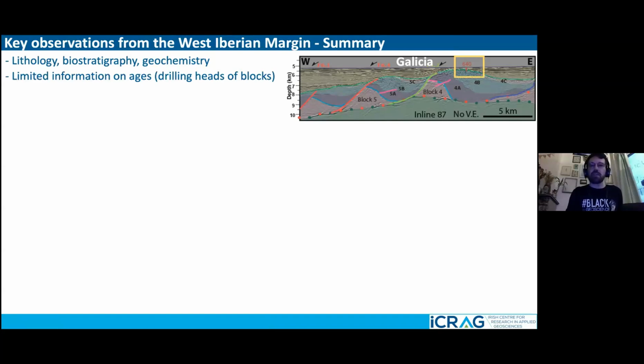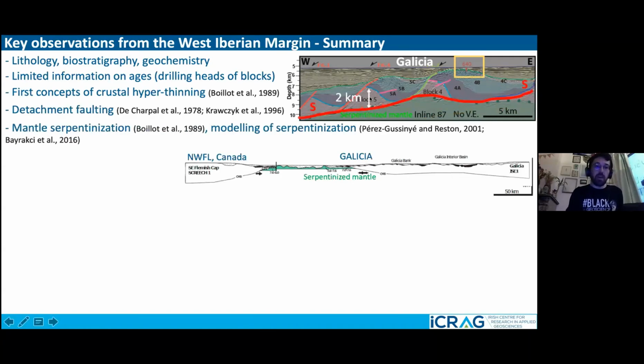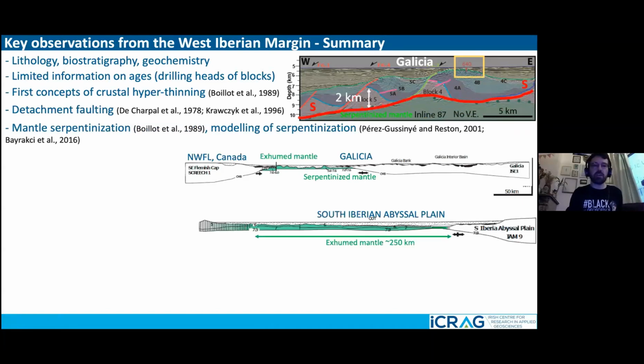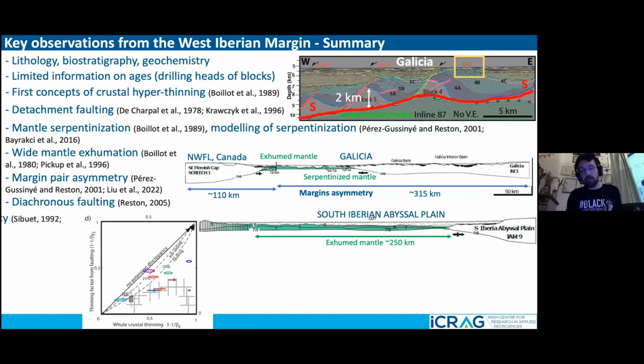And the data west of Iberia have permitted the first development of the concepts of crustal hyperthinning and of detachment faulting. They have shown mantle serpentinization, and they have been used for the first modeling of serpentinization. They have demonstrated wide zones of exhumed mantle, margin pair asymmetry, diachronous faulting, and extension discrepancy.